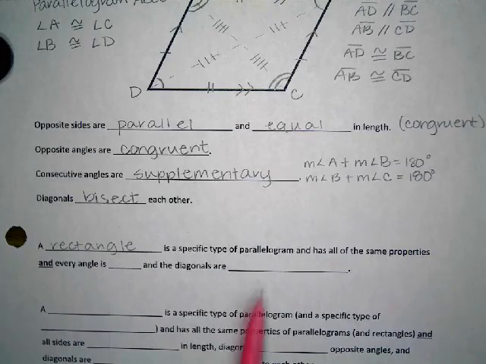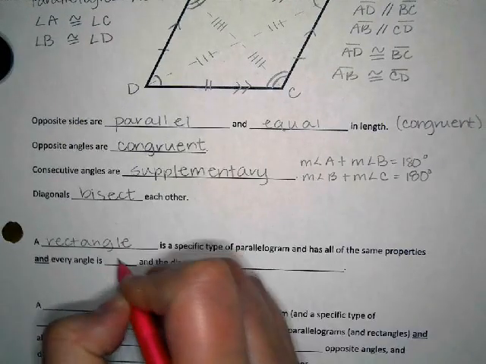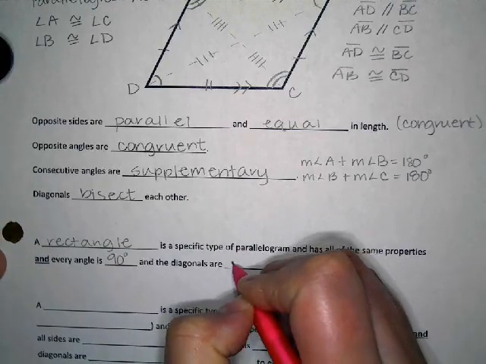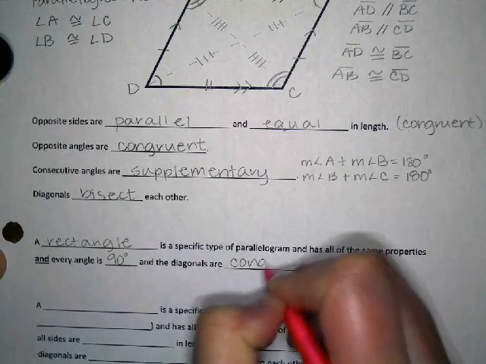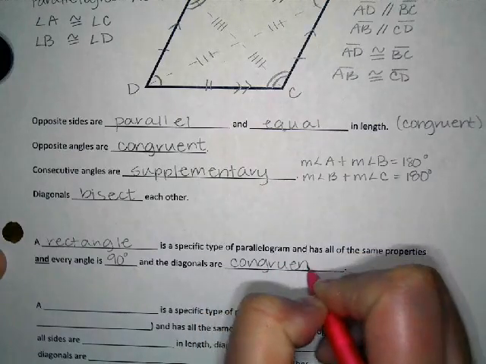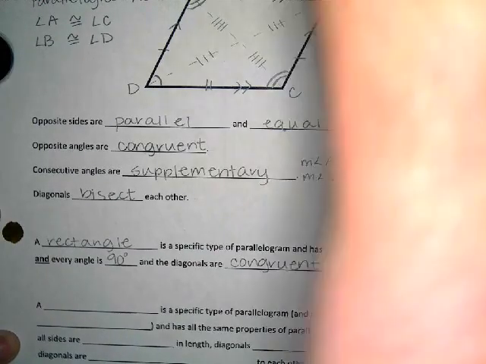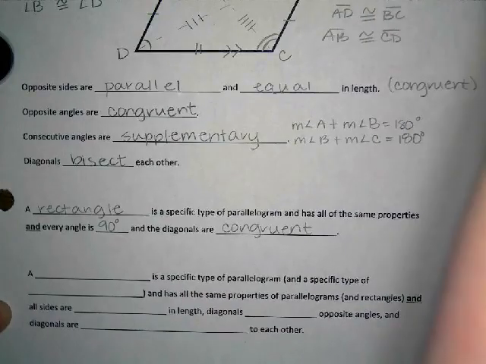But a rectangle has extra stuff. With a rectangle, you also have every angle is 90 degrees. And you also have that the diagonals are congruent. So rectangles are parallelograms. They have everything that's true of a parallelogram, but they have some extra stuff. Okay? Next, we have a square.